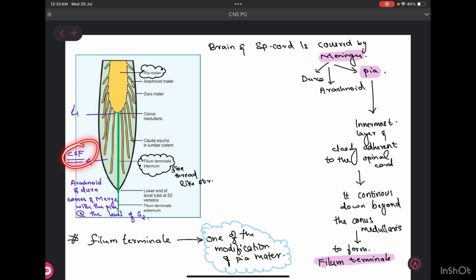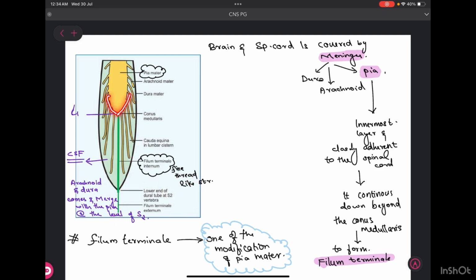And guys, CSF is present where? We already discussed that CSF is present in the subarachnoid space, right? So it will be present here. And one more thing is that arachnoid mater and dura mater come and merge with the pia mater at the level of S2. At the level of S2, this dura and arachnoid mater come and meet the pia mater. So I guess this is clear.